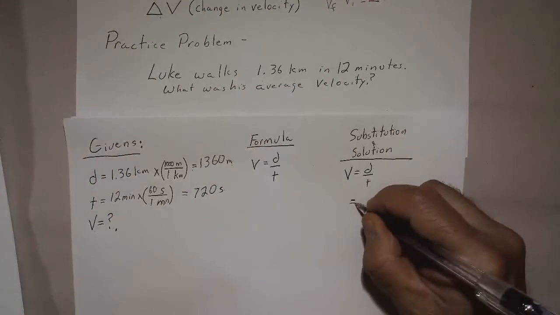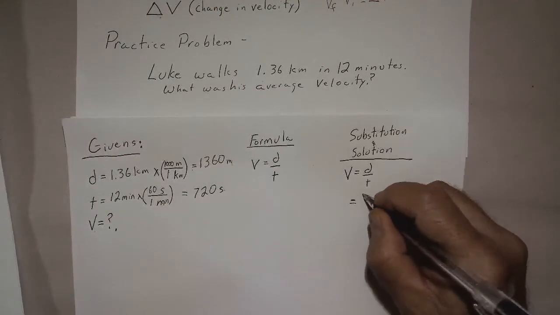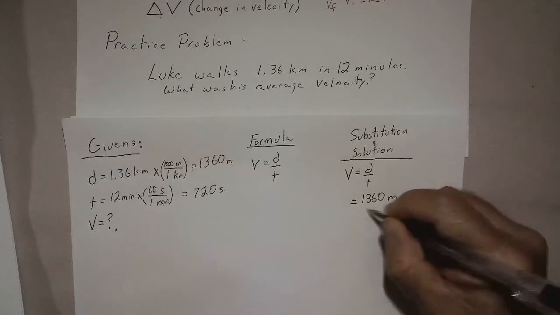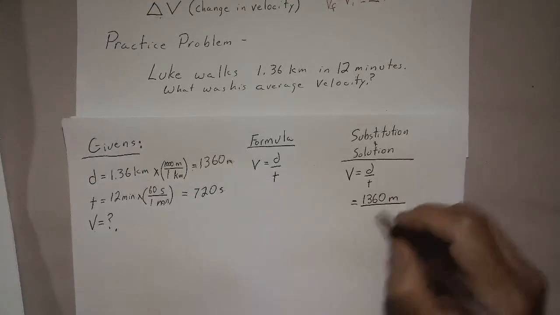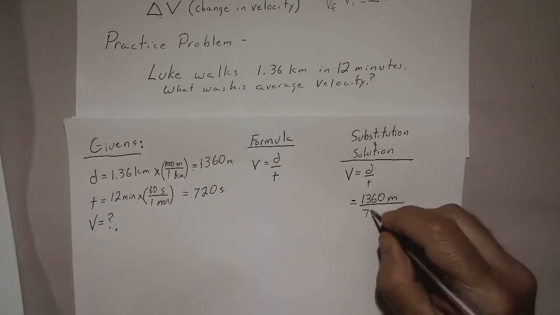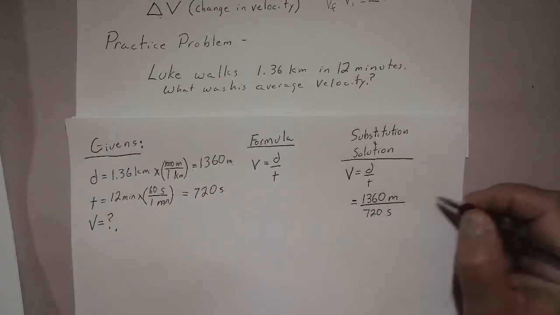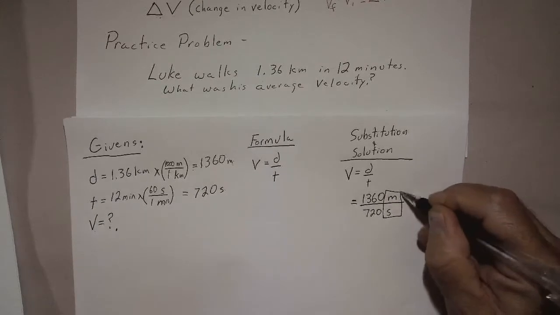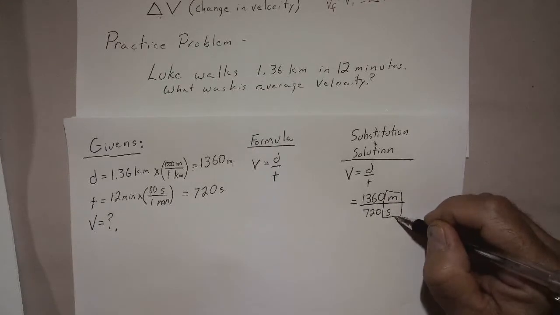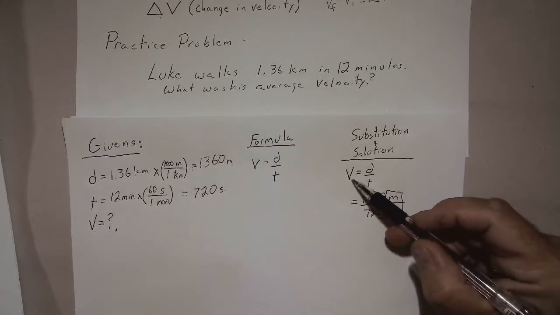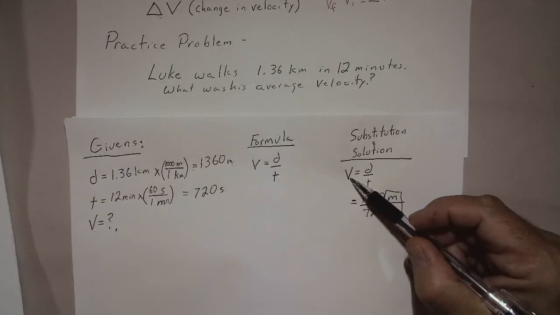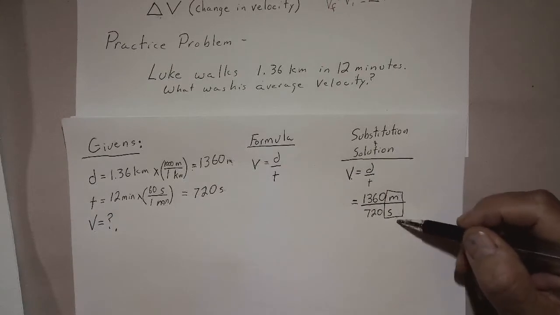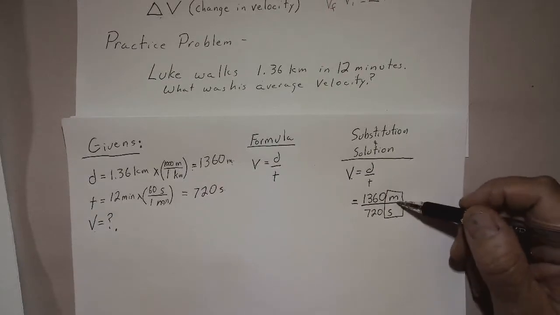So now, D. Substitute right in, 1360 meters. The units are vital here. Time, 720 seconds. Why are the units so vital? Look at what the units come out to be. Meters per second. Is that, in fact, the unit we need for velocity? It is.